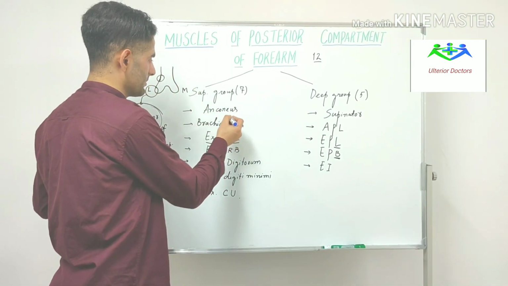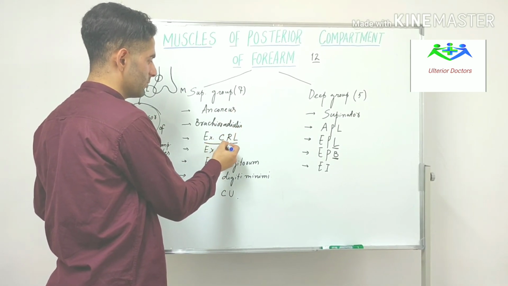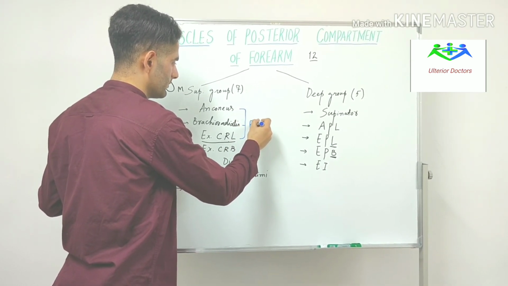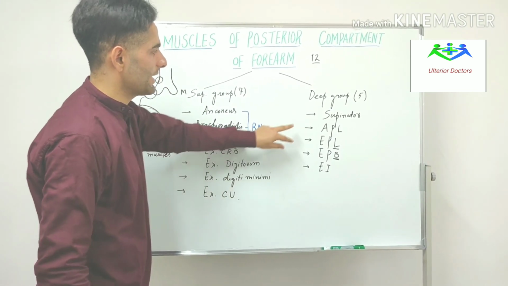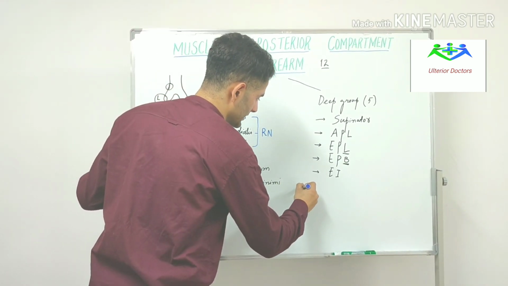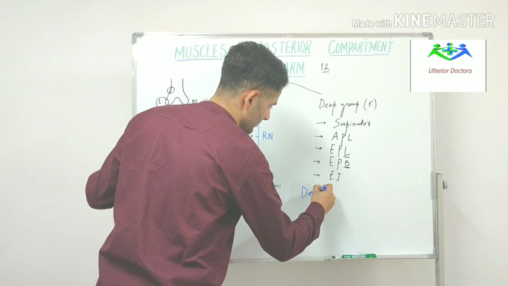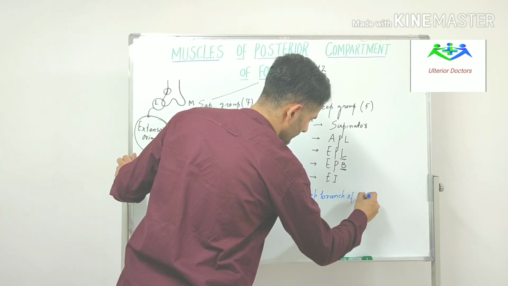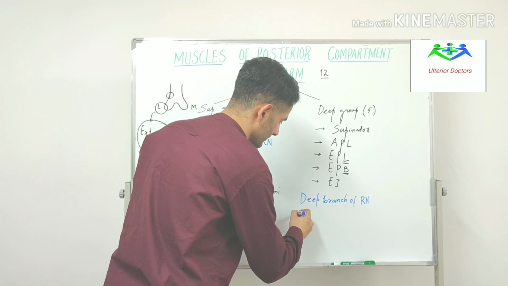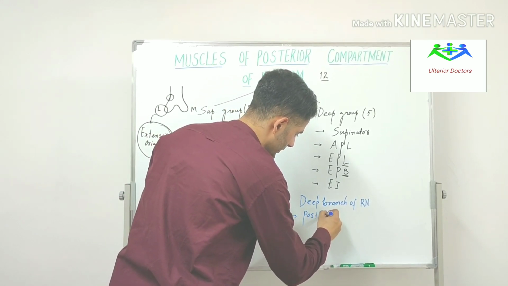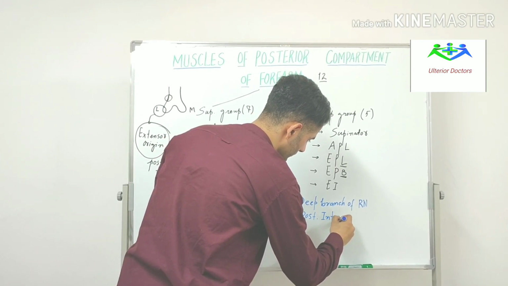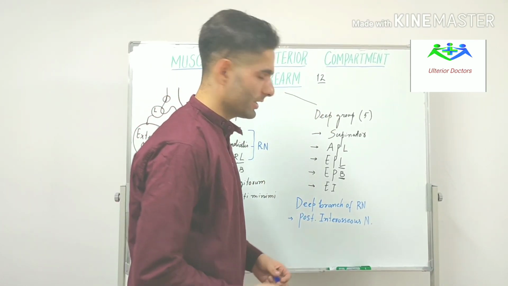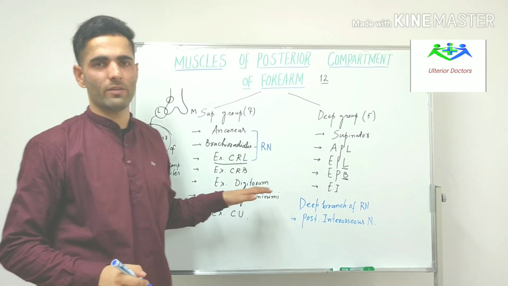The first three muscles, the anconeus, brachioradialis and extensor carpi radialis longus, are innervated by the radial nerve. And the rest of the 9 muscles are innervated by the deep branch of the radial nerve, which is also called the posterior interosseous nerve. In the next video, I will discuss all these muscles one by one. Hope you understood well.